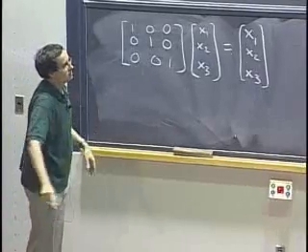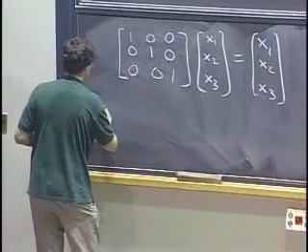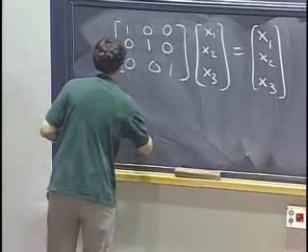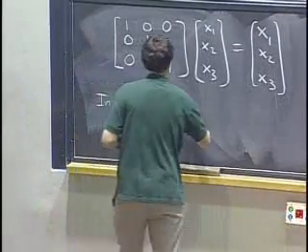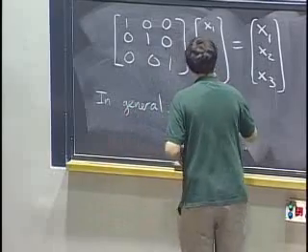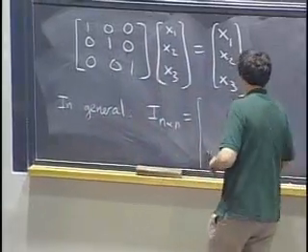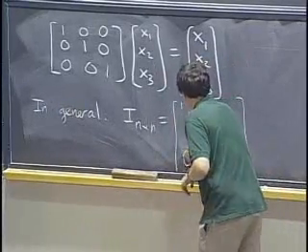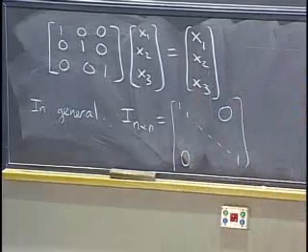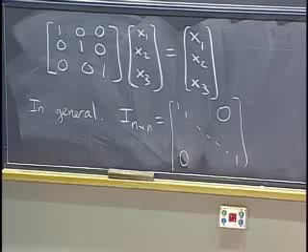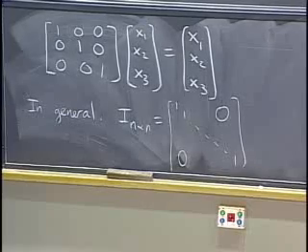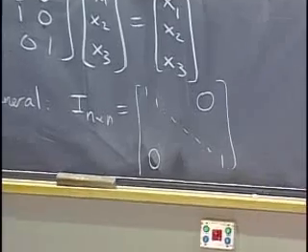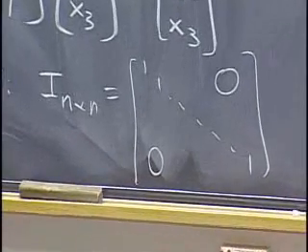Now, of course, okay, so in general, the identity matrix in size n by n, so it's an n by n thing with 1s on the diagonal and 0s everywhere else. Okay, you just put 1 at every diagonal position and 0 elsewhere. And then you can see if you multiply that by a vector, you will get the same vector back.